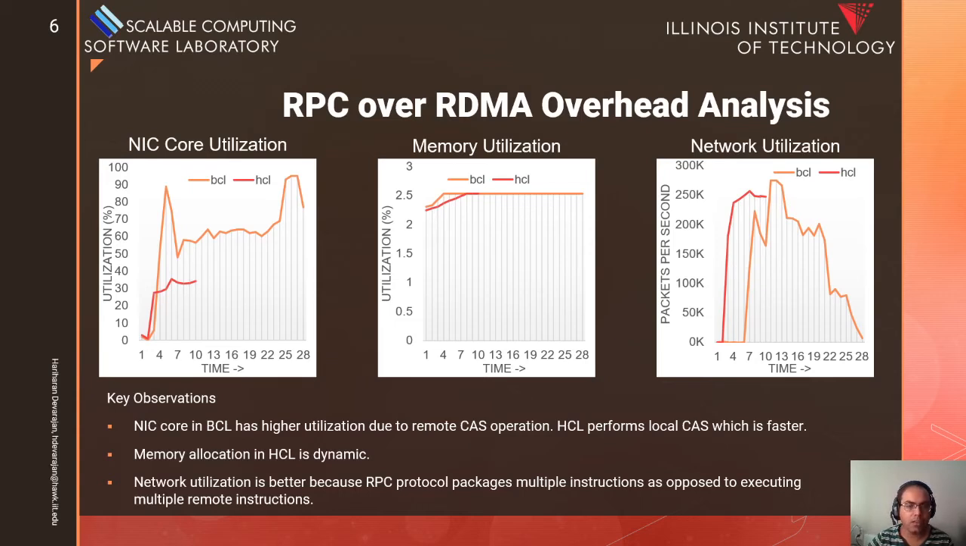Finally, in the right most figure, for network utilization, BCL for every operation performs multiple network calls, whereas HCL performs only one network call with three local calls. This reduces the amount of congestion within the network because of lower number of messages in the network and hence allows a larger aggregate instruction bandwidth to be achieved. Hence, HCL achieves higher network utilization as well. Overall, RPC over RDMA is extremely efficient in utilizing the underlying hardware.